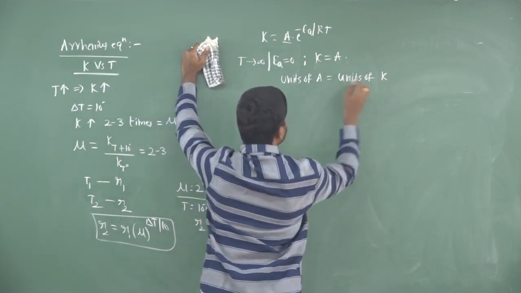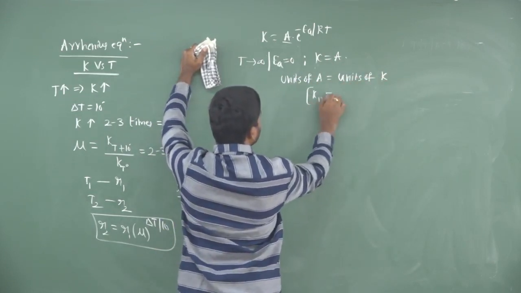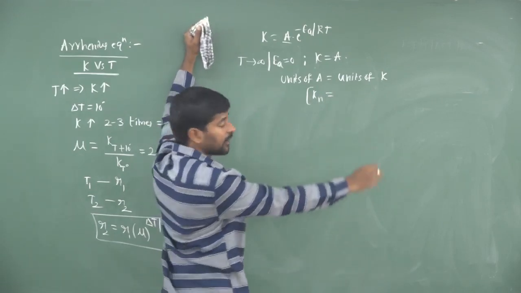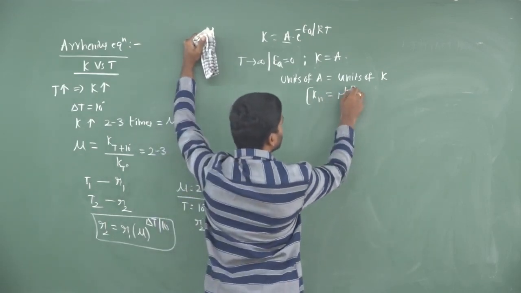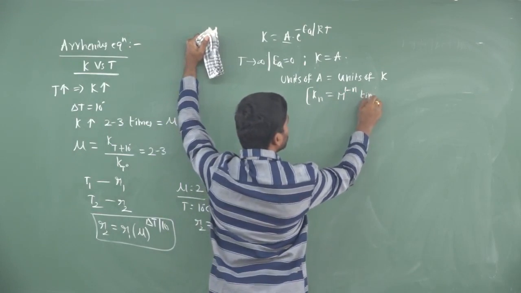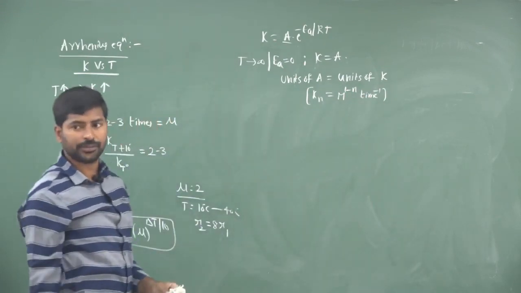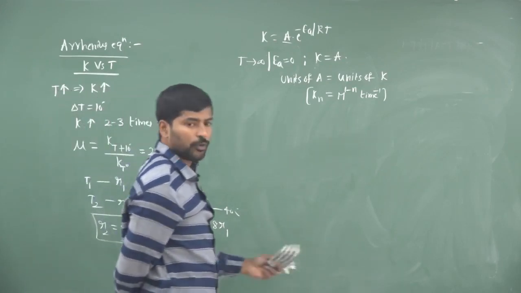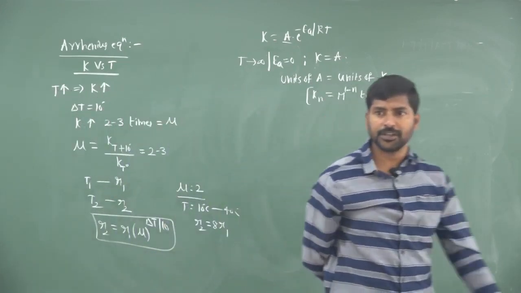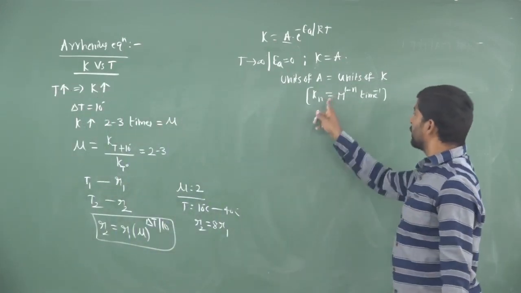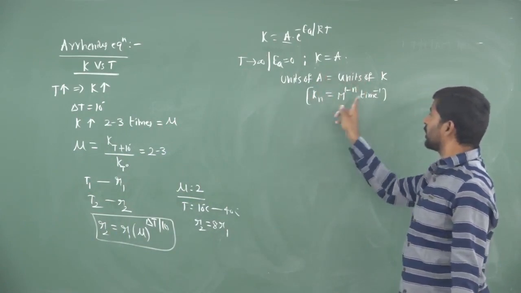What is the unit for K in an nth order reaction? The nth order rate constant has units M power 1 minus n, time inverse. M means we can write moles per liter or moles per decimeter cube. So the units of A and K are the same.